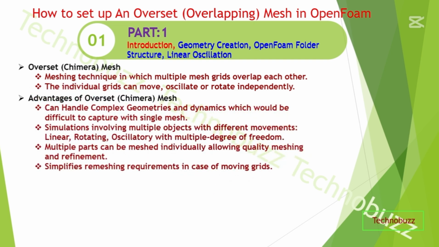This technique handles complex geometries and mesh dynamics easily compared to a single mesh. In the single mesh approach, creating non-conformal boundaries between stationary and dynamic meshes is easy for simple geometries, and it is highly difficult while handling complex geometries. Further to this, one suffers refinement restrictions for stationary and dynamic grid zones. On the other hand, the overset meshing technique offers freedom to mesh different parts individually, allowing quality meshing and refinement. This also simplifies remeshing requirements in case of moving grids.